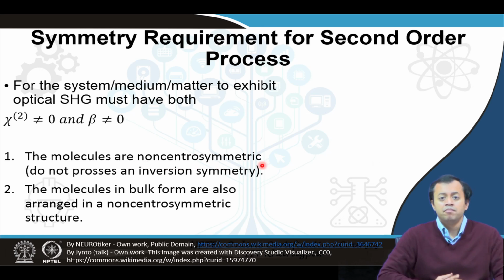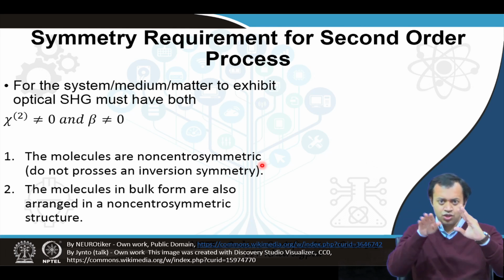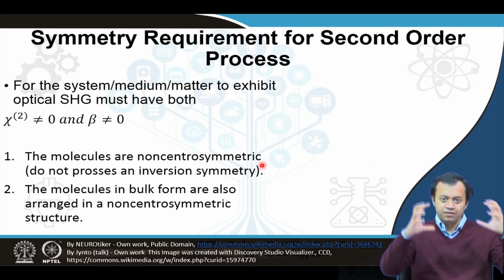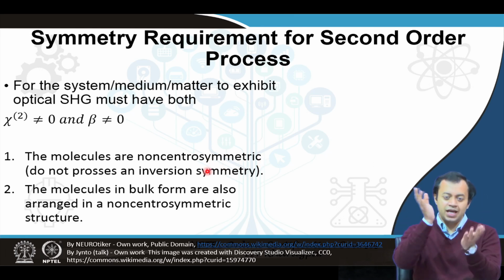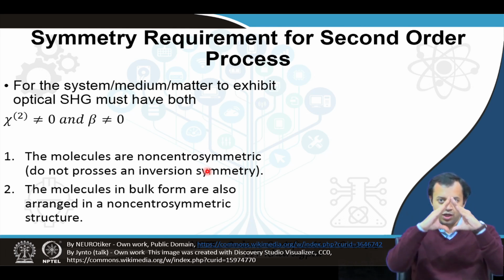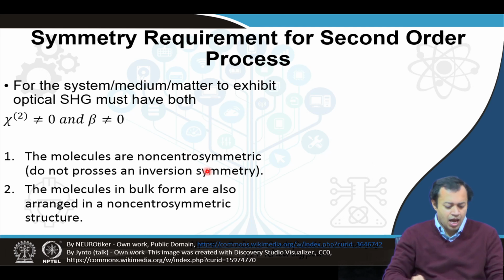What does that mean? Meaning it is not symmetric across its center. Consider the benzene molecule. You remember that benzene molecule is like that. If you slice it in half, you get equal halves. This is the superposition principle, that inversion symmetry. If you invert it, they are symmetrical to one another. Consider the benzene molecule. It is symmetric across its center.